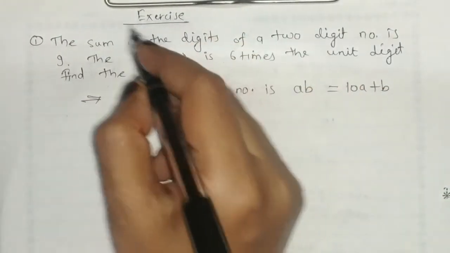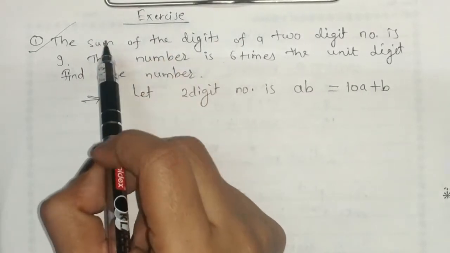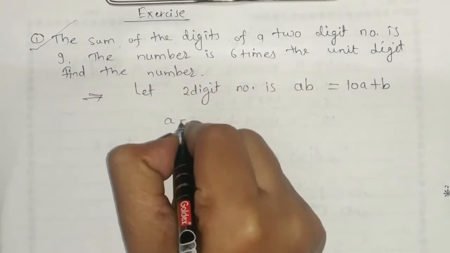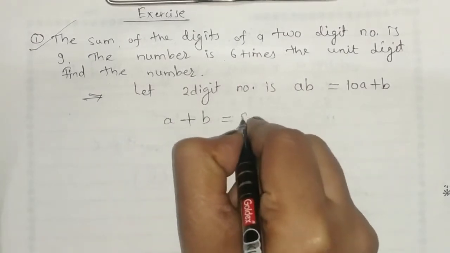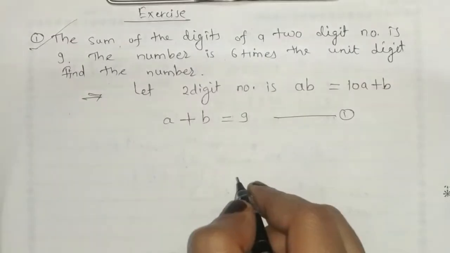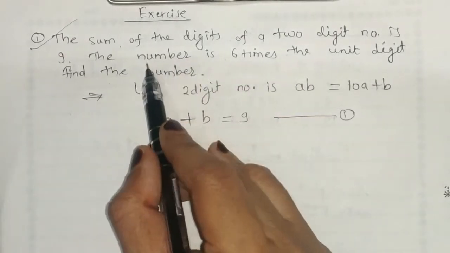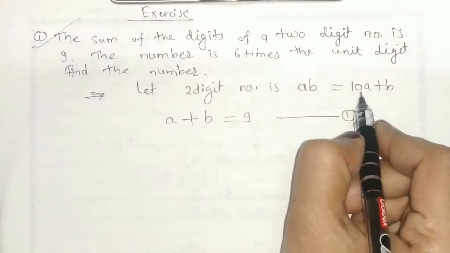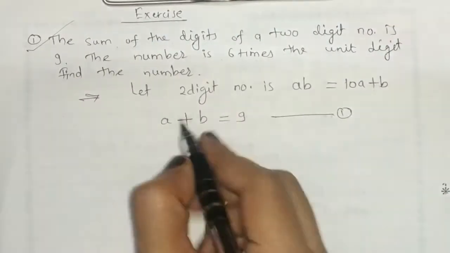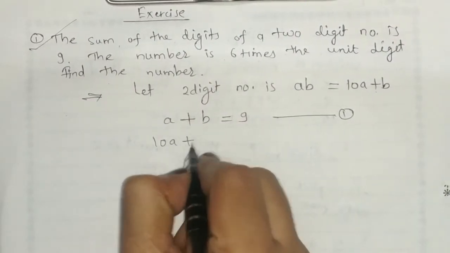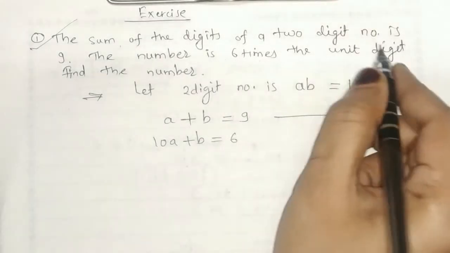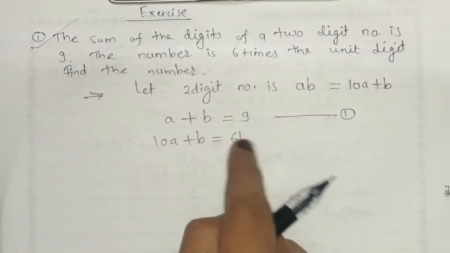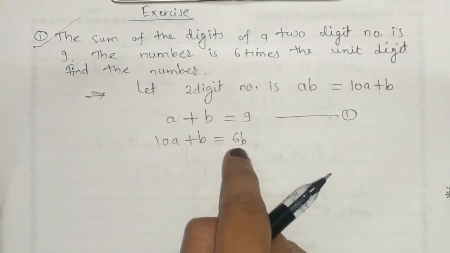As per the conditions given, the sum of digits is 9. Sum of digits means two digits are there. So A plus B is going to be 9. We'll call this equation number 1. The number is 6 times the unit digit. So this number 10A plus B is 6 times the unit digit. At unit place we have B, so we'll write 6B. The number is 6 times its unit place.